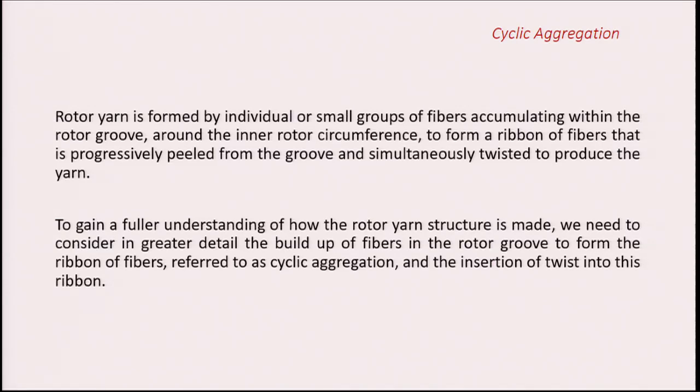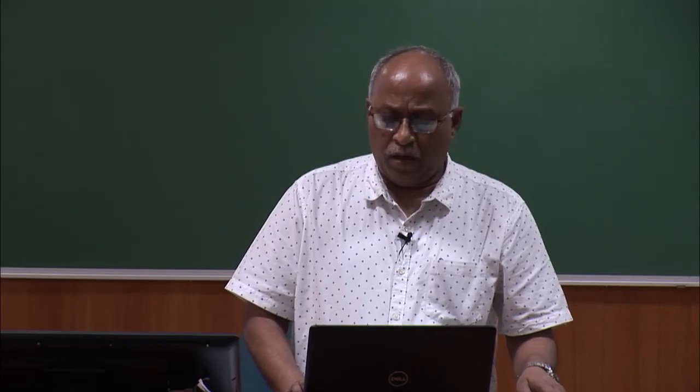Now, in order to gain full understanding of what is happening and how the rotor yarn structure is developed, we need to put a little bit more time on how these fibers are getting layered in the rotor groove in order to form the ribbon of fibers, which we call cyclic aggregation, right. And the insertion of twist inside this ribbon and delivering it is going to withdraw the yarn continuously.